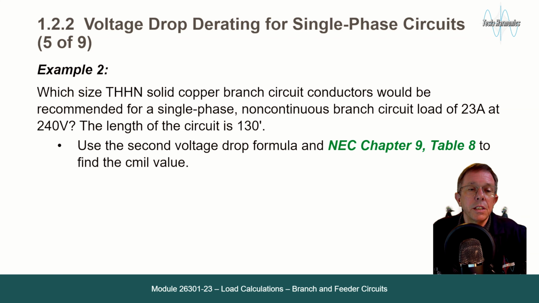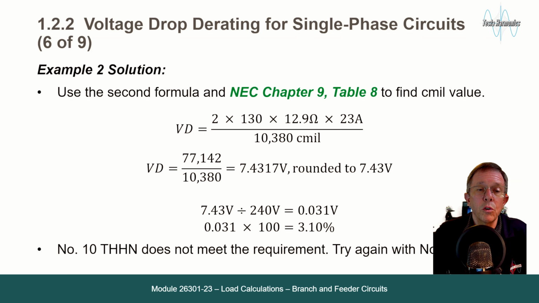Which size THHN solid conductor branch circuit conductors would be recommended for a single-phase non-continuous branch circuit load of 23 amps at 240 volts? The length of the circuit is 130 feet. We will use the second voltage drop formula and NEC Chapter 9, Table 8 to find the circular mil value. Voltage drop would equal 2 times 130 times 12.9 times 23 divided by 10,380 circular mils.